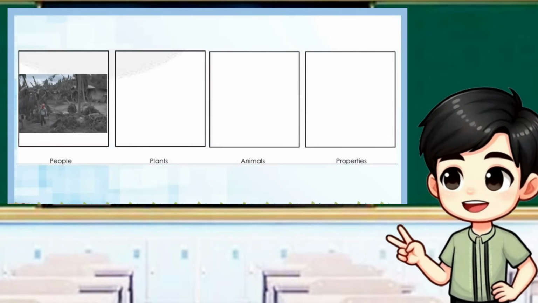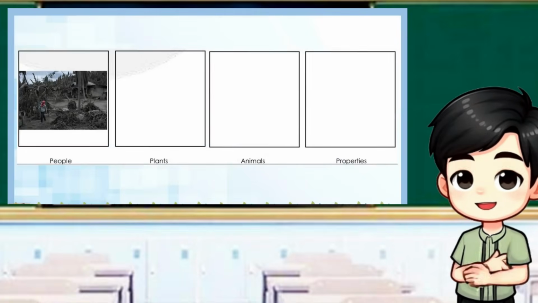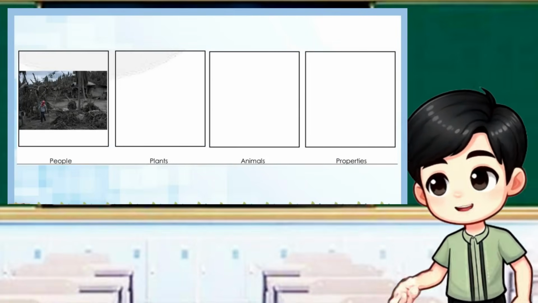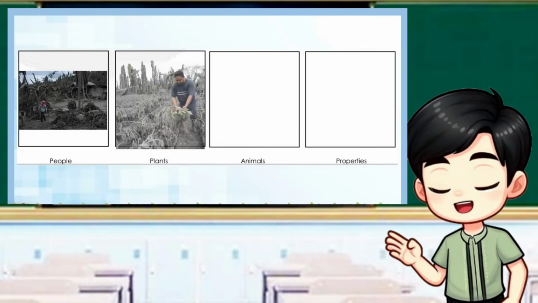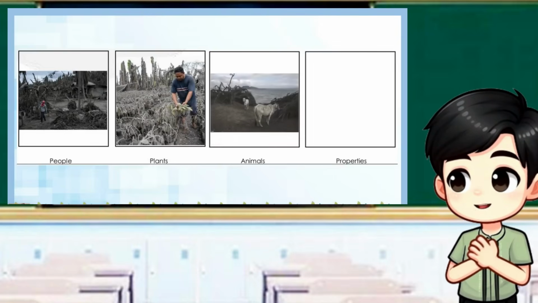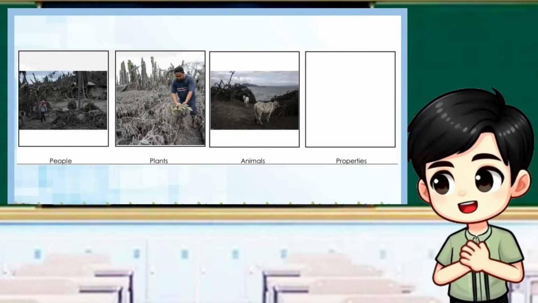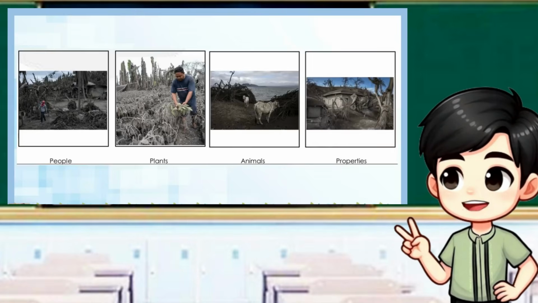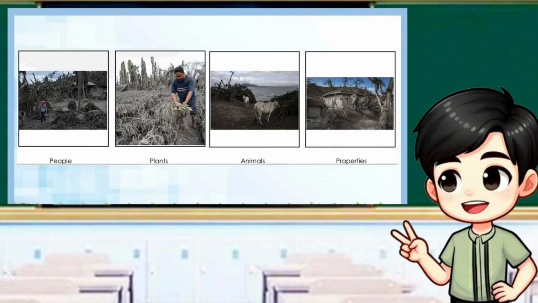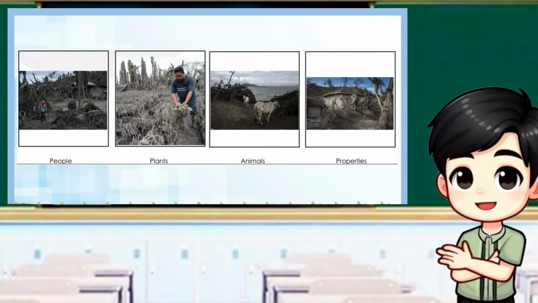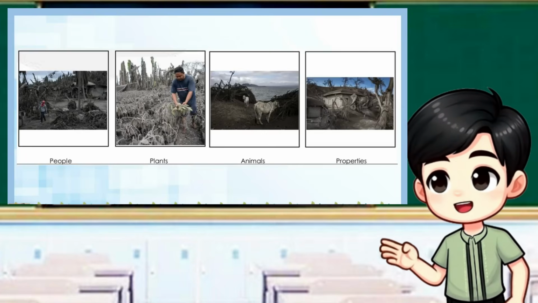People. This will be the changes after the volcanic eruption and tectonic earthquakes. For plants, this was the changes. For animals, this was the changes. And for the properties, this was the changes. So after tectonic earthquakes and volcanic eruptions, these were the changes for people, plants, animals, and properties.